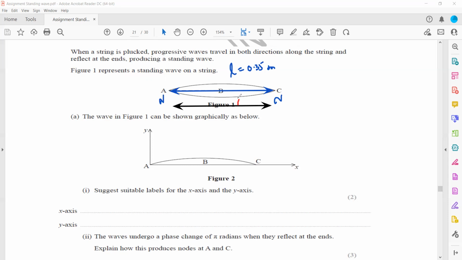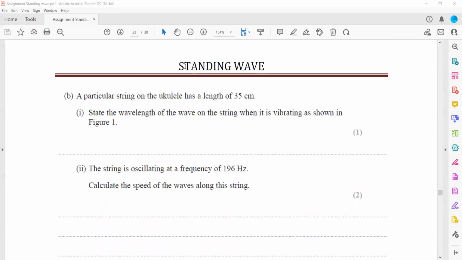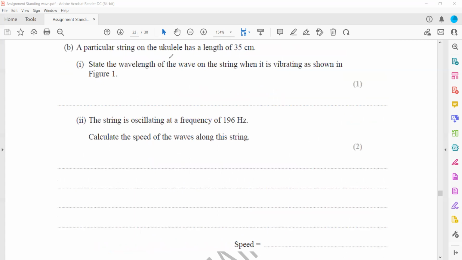Wavelength equals twice the length. Yes, that's right. The distance between two successive nodes is half of the wavelength, or we can also say the wavelength is always twice the length. So 2 multiplied by the length, which was 0.35, gives 0.7 meters. So as they ask, what is the wavelength here? That is equal to 0.7 meters.